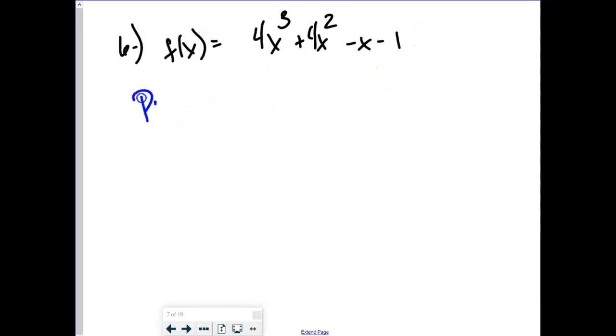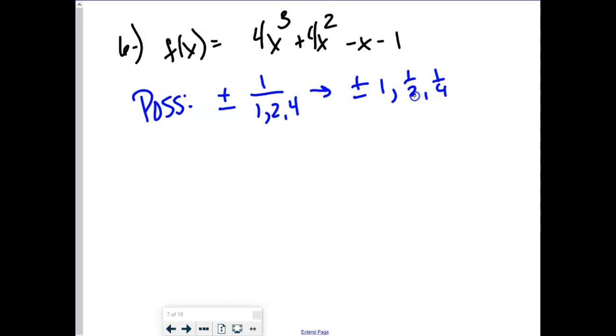Oh, real quick, though. Possible rationals would be plus and minus 1 over 1, 2, and 4, which would be positive and negative 1, 1/2, and 1/4. So when you go to look at your calculator, I think you can see a really nice 0 at, is it -1 or +1? +1?